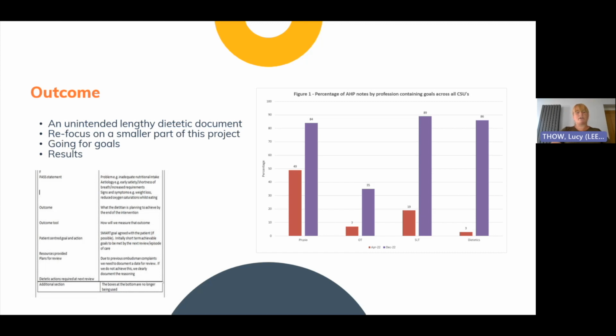Coincidentally, a project with adult therapy started. This was Going for Goals, which tied in with a section of the template that you can see on the screen. The Going for Goals team audited prior to the new template and found that only 3% of dietetic entries had a goal. When re-audited following implementation of the template, this increased to 86%. I don't take credit for this. It's all thanks to the hard work of the clinical teams.